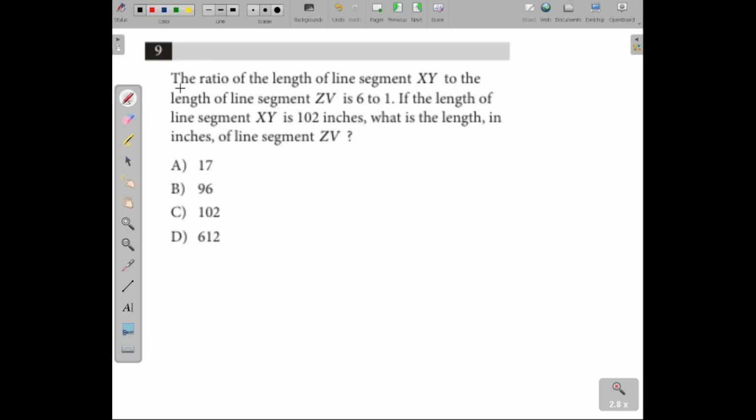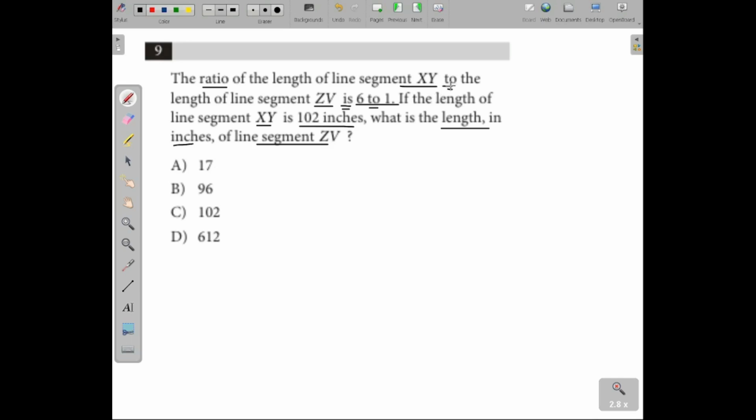Number 9. The ratio of the length of line segment XY to the length of line segment CB is 6 to 1. If the length of the line segment XY is 102 inches, what is the length in inches of line segment CB? This problem is about expressions, and we have some information about the ratio and the segments XY and CB.